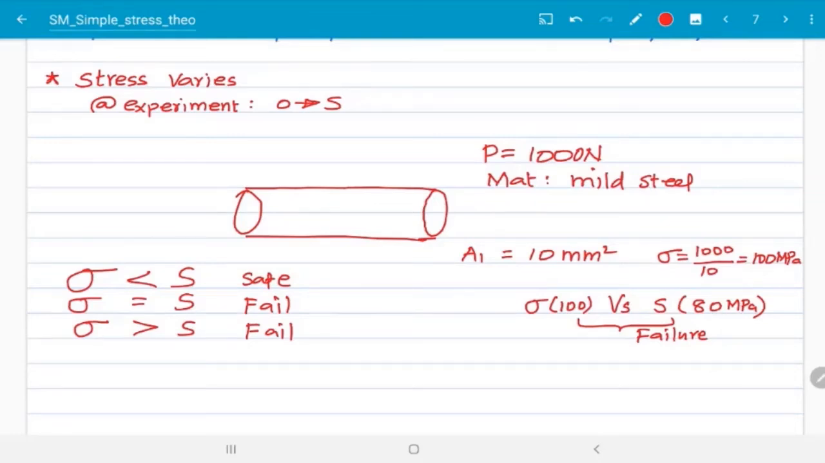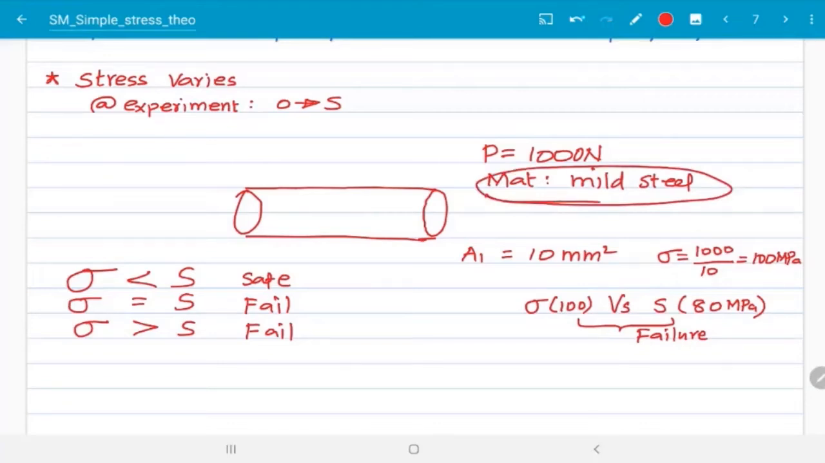Whether I can apply a lesser load or I can increase the cross section area. There are two options. You cannot reduce the load. It is given by the manager. If you ask the manager, sir, shall I reduce the load, what will he say? Why should you reduce? You need not apply the load. Let the component be free. The load must be carried by the component. You don't have rights to reduce the load. You don't have rights to change the material.